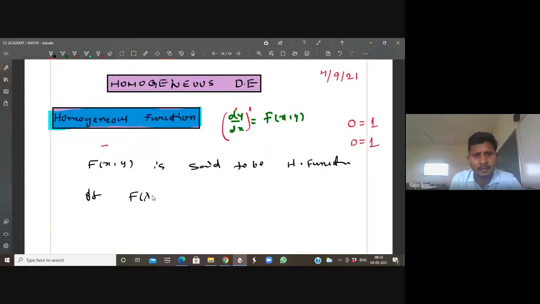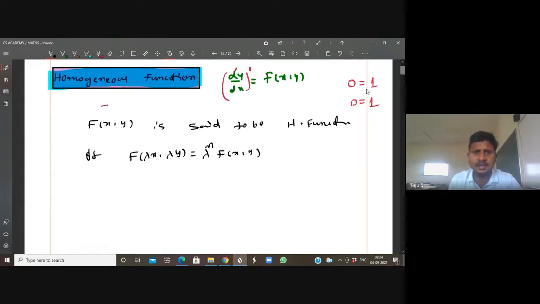f of lambda x comma lambda y is equal to lambda to the power of n into f of x comma y. When the function satisfies this condition, lambda to the power of n, here n belongs to Z, or you may write real number. N belongs to real number. But lambda is also a constant. Lambda also belongs to R.